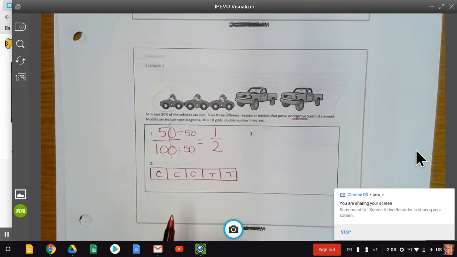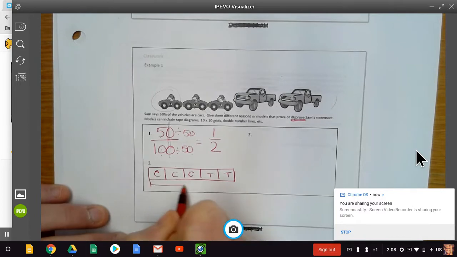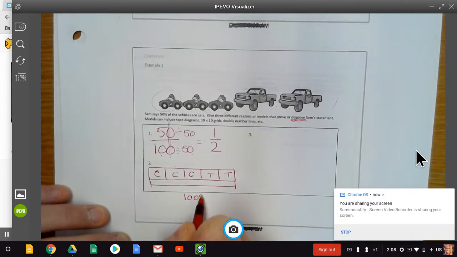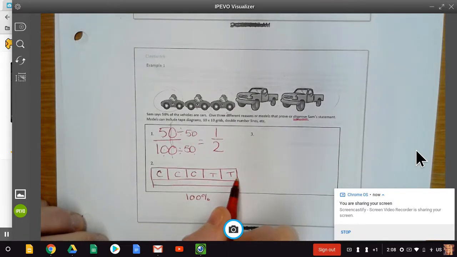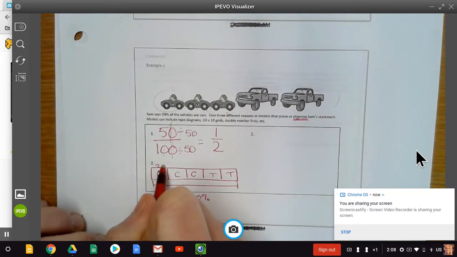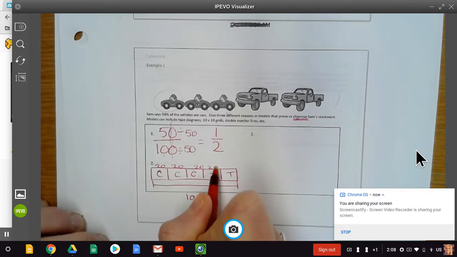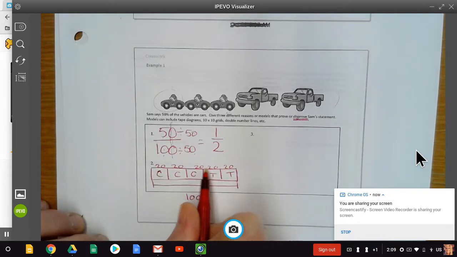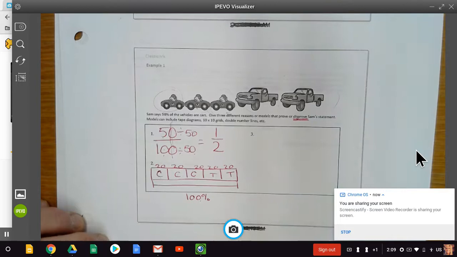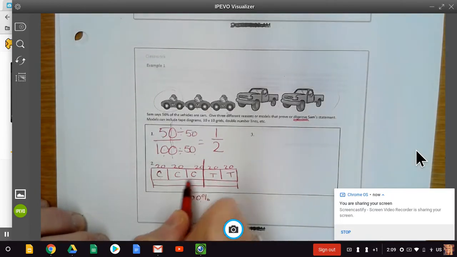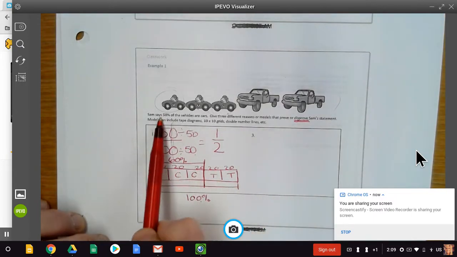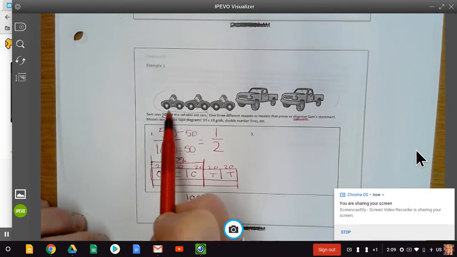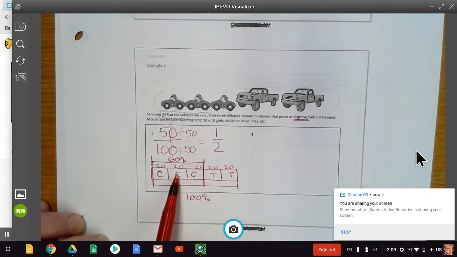So if I know that all percents are out of 100, the whole box is 100%. Now, if that's 100% and there's 5 boxes, that means each box is 20, 20, 20, 20, and 20, because 20, 40, 60, 80, 100 is 100%. So you can see here that the 3 cars from here to here is 60%. Now, Sam said 50% of the vehicles are cars, so we just proved that Sam is incorrect.